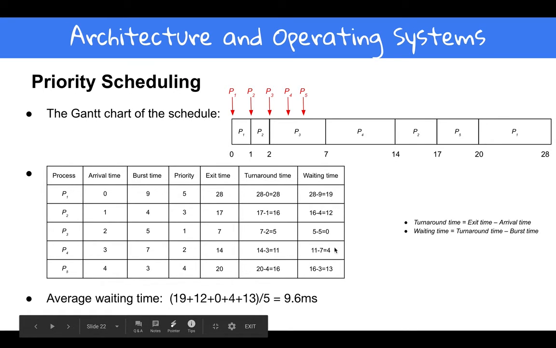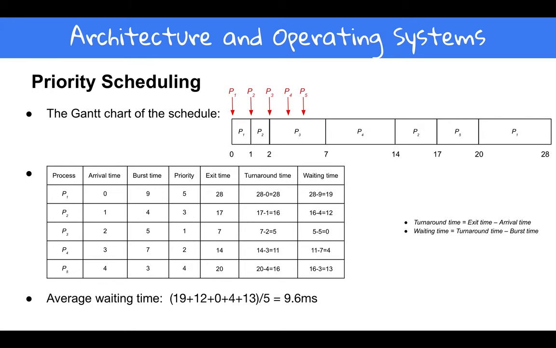If you add all of these numbers and divide by the number of processes that you have, 19 plus 12 plus 0 plus 4 plus 13 divided by 5 gives you the average waiting time. You can easily calculate the average turnaround time as well. So, 2 numerical examples, preemptive and non-preemptive priority scheduling algorithm.